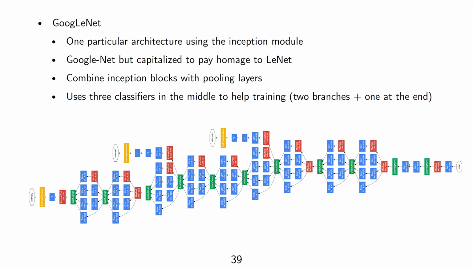One particular architecture that uses what the authors called the inception module, introduced on the previous slide, is called GoogLeNet. The idea of this interesting naming scheme is to acknowledge the company Google that developed this architecture and call it GoogLeNet, but also pay homage to this important network LeNet from Yann LeCun and capitalize in such a way that this LeNet part is emphasized.